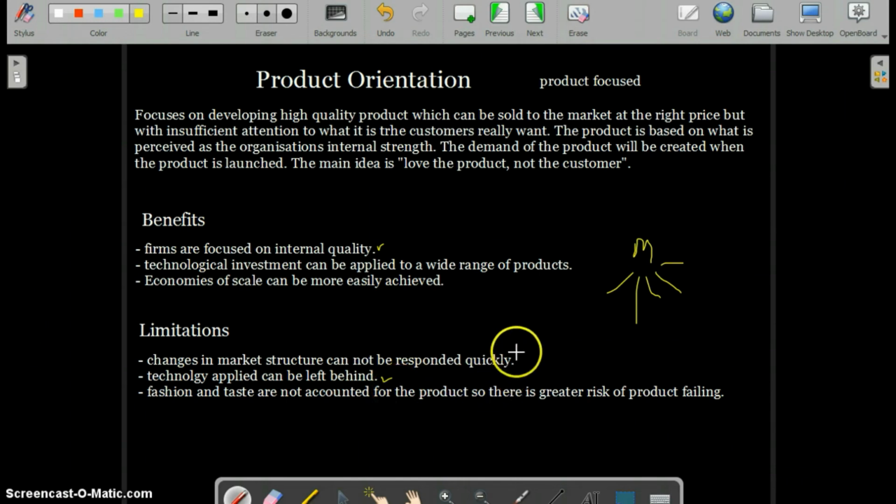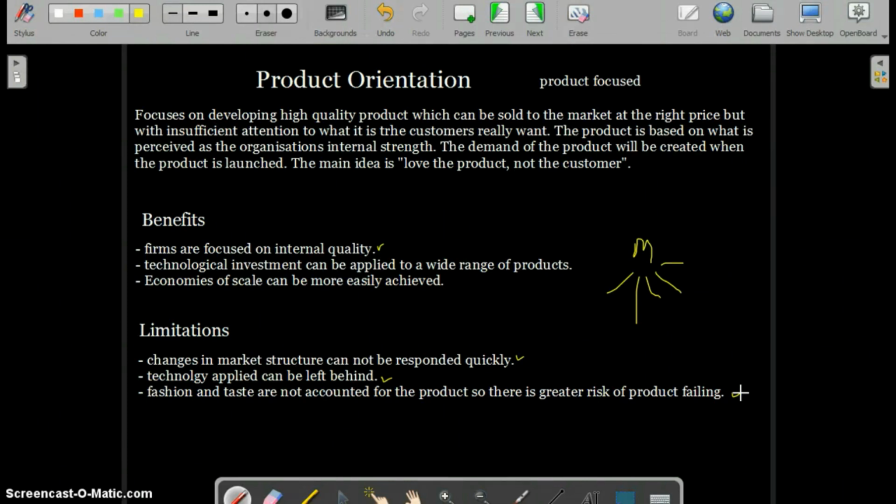And the other limitation is, of course, that changes in market structure cannot be responded to quickly. As you are not doing any market research, you are not responding to what customers want. So if the market structure changes, customers' tastes change, you can't respond to that because you didn't even know what they wanted before. So how can you predict what they will want later? And the funny thing is that fashion and taste are not accounted for in the product, so there is a greater risk of the product failing. Of course, because you don't do market research to understand what the customers really want. So how can you react to what customers want?